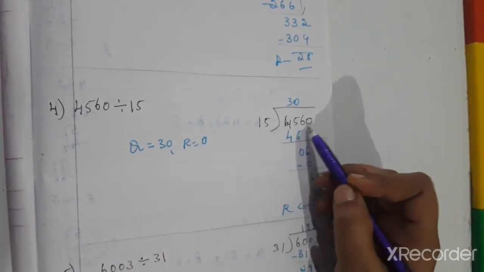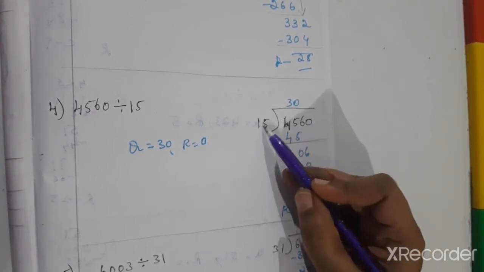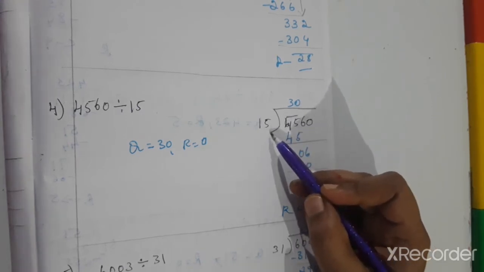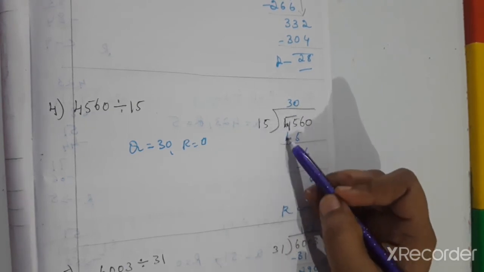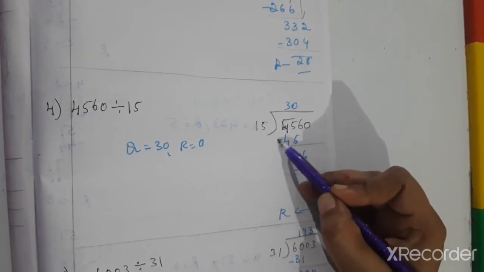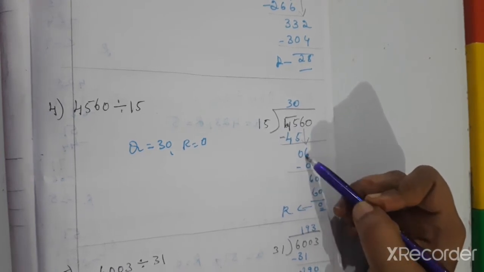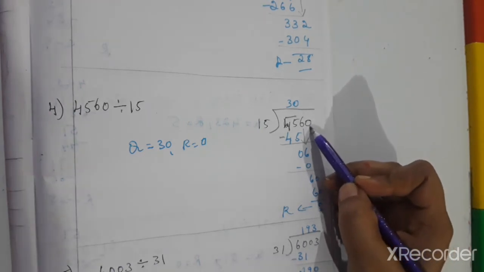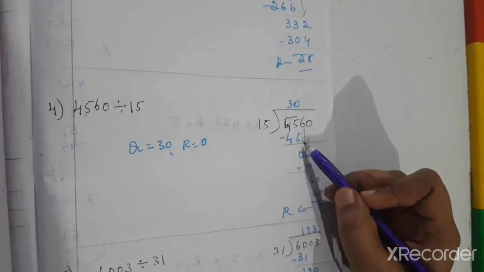15 here, 4560. Whether we can take 4? No, 4 is less than 15. So we have to take 2 digits, that is 45. So now we have to check nearer or exact one in 15's table. 15 threes are 45, exact one we are getting. 45 minus 45 means 0, and bring one number. In each case we can bring one number, that is 6. We can also bring two numbers, but on the safer side bring only one number. Okay, each step one number.